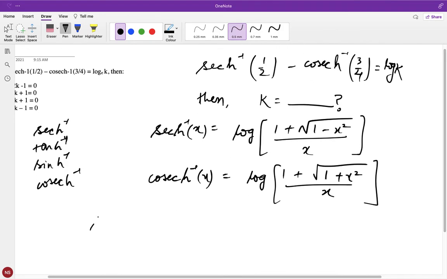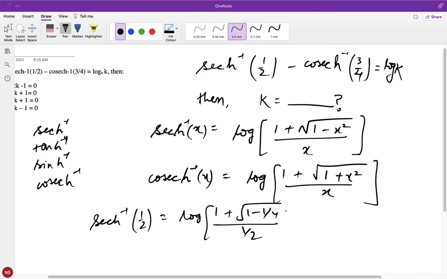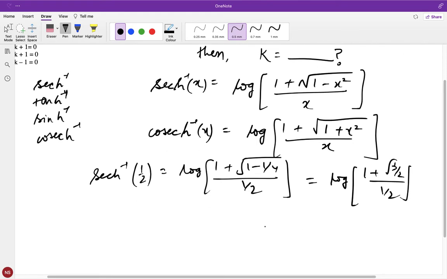So secant hyperbolic inverse half would be what? Log of 1 plus square root of 1 minus 1 by 4, by half, right? So this equals log of 1 plus root 3 by 2 divided by half, which equals log of 2 plus root 3.